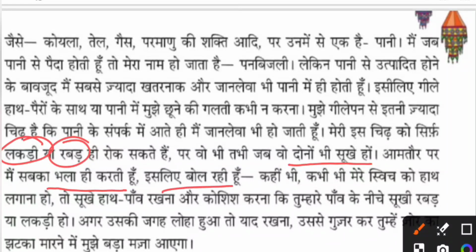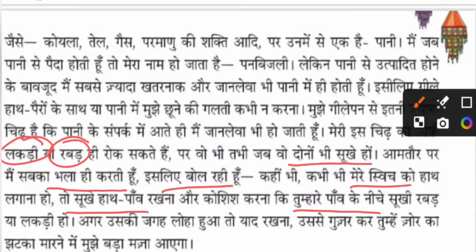That is why I am telling you: anywhere, any time you want to touch my switch, keep your hands and feet dry. And try to have dry rubber or wood under your feet. See that under the feet you have rubber or wood which is dry.